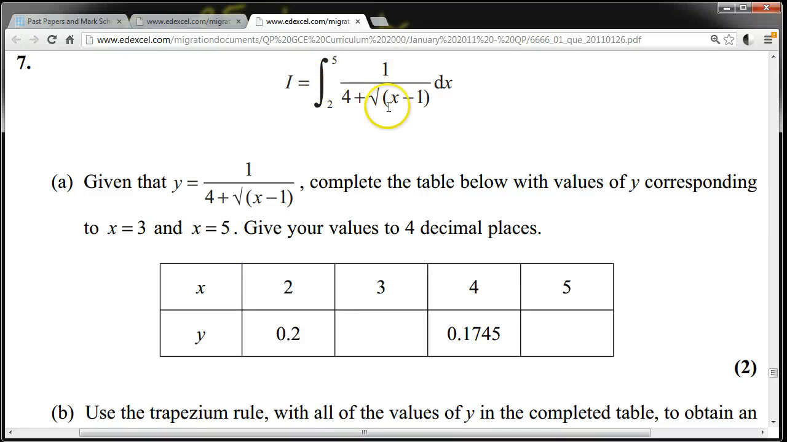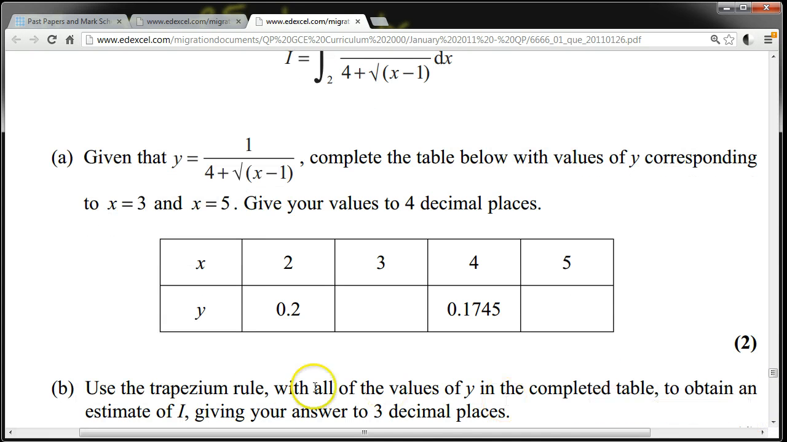I equals this integral between 2 and 5. Given that y equals this integrand here, complete the table below with values of y corresponding to x equals 3 and x equals 5. Give your values to 4 decimal places. Use the trapezium rule with all of the values of y in the completed table to obtain an estimate of I, giving your answer to 3 decimal places.